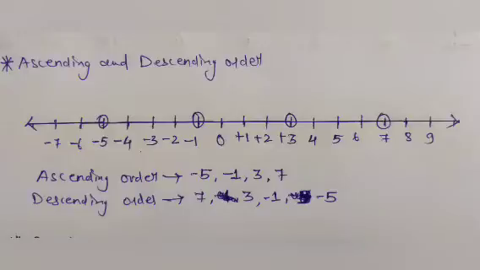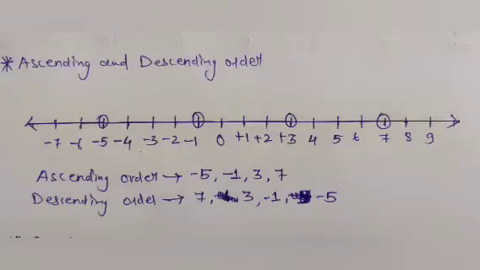So we have to check whether we have to do ascending order or descending order, and we have to remember always that while doing ascending order we move from the left hand side to the right hand side, and for descending order we take the bigger number first, that is 7, as we have taken in the earlier example. On a number line, zero is neither a positive nor a negative number. We have to keep this in our mind.